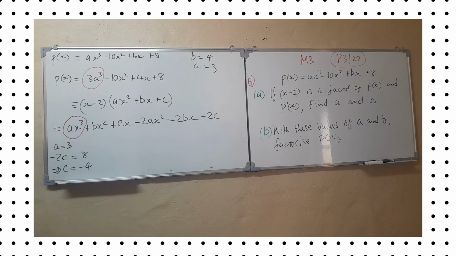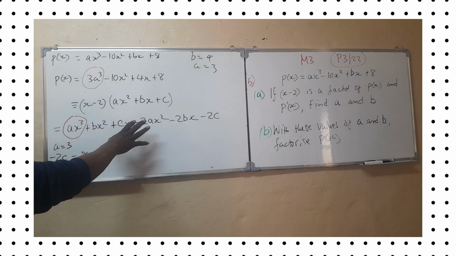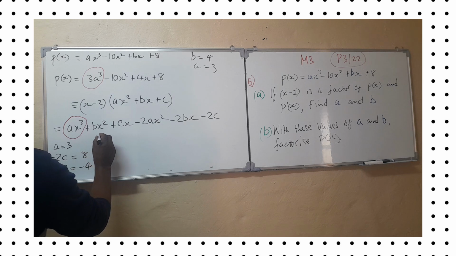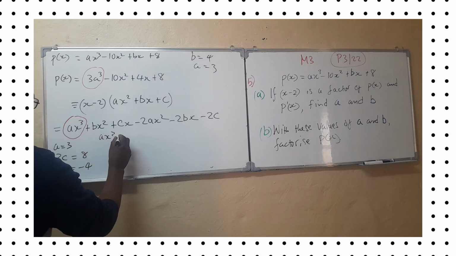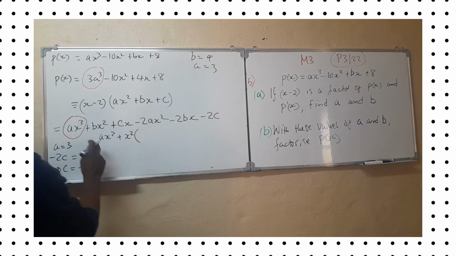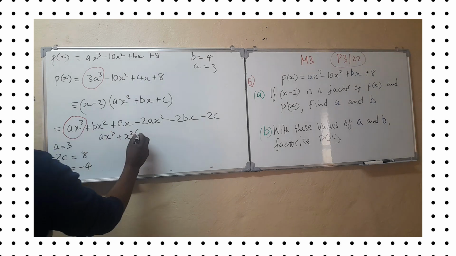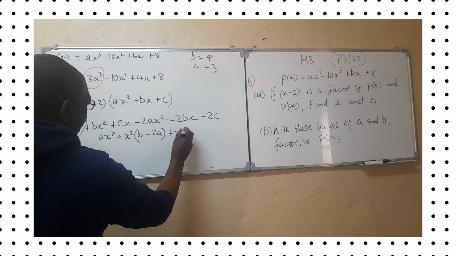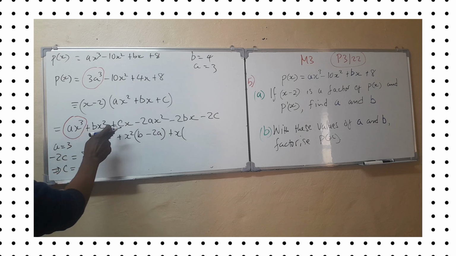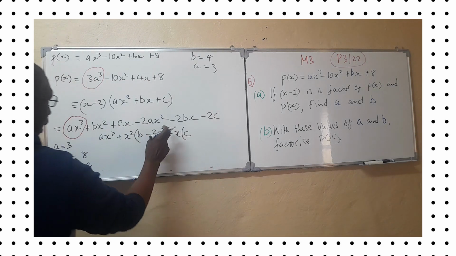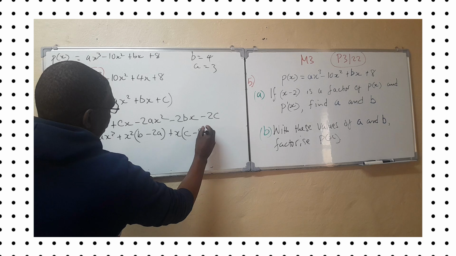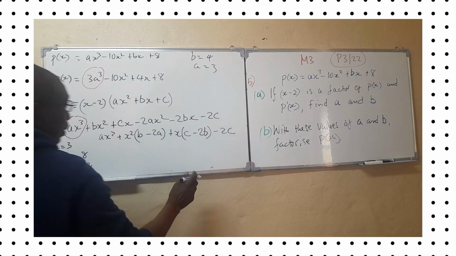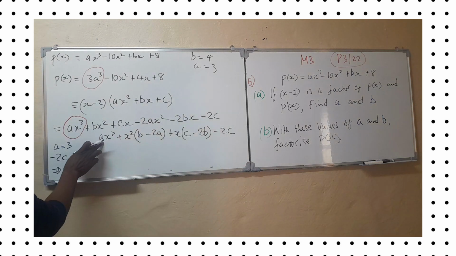But let's write this in a way that collects all the terms with the same power. So I can write this as ax cubed plus x squared. Which terms have got x squared? We've got a b here and a minus 2a here. Right, let's collect our x's. We have got a c here and a minus 2b there. And of course, what is left is just my constant there. And that's why I was able to say this is equal to that and this is equal to that.